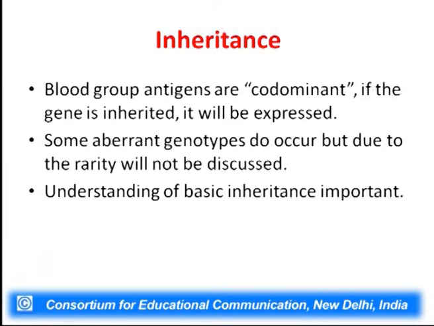Yes, the blood group antigens are codominant. That means if the gene is inherited, it will be expressed. But there are aberrant genotypes which do occur, though this is very rare. So the Bombay antigen, the H antigen, is not part of today's lecture.